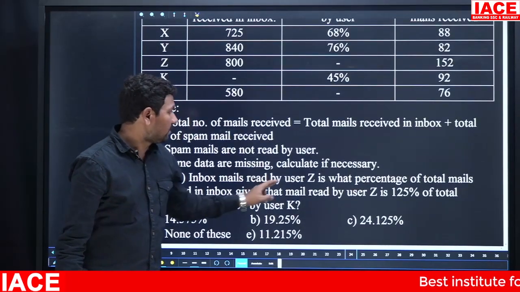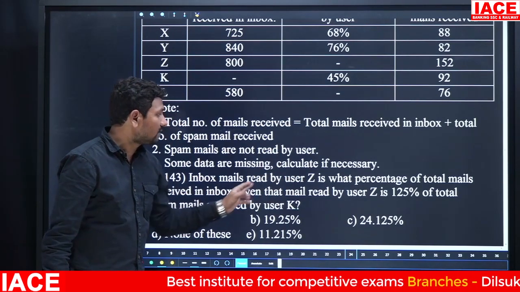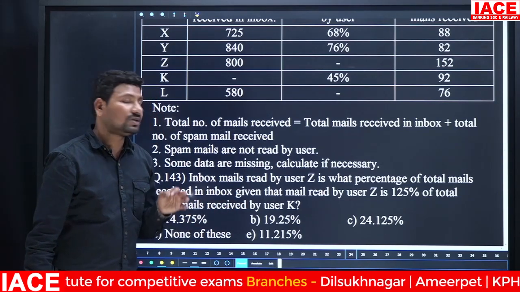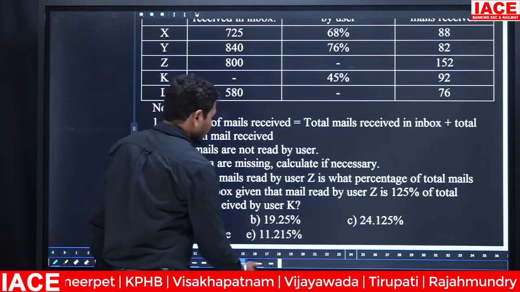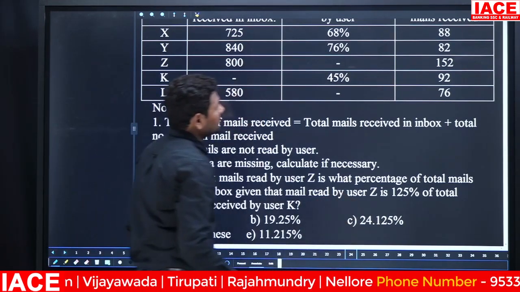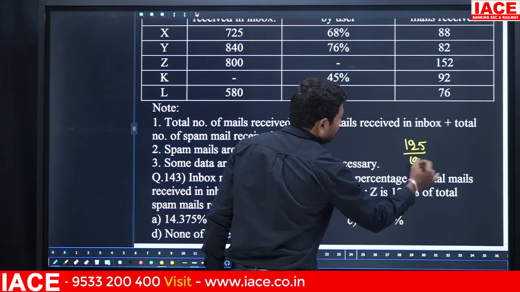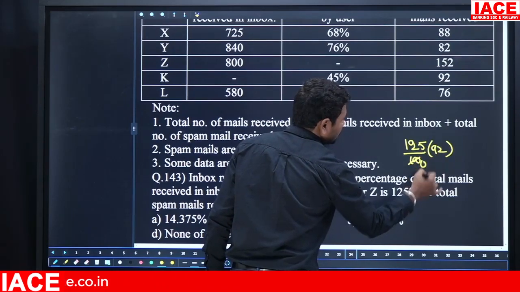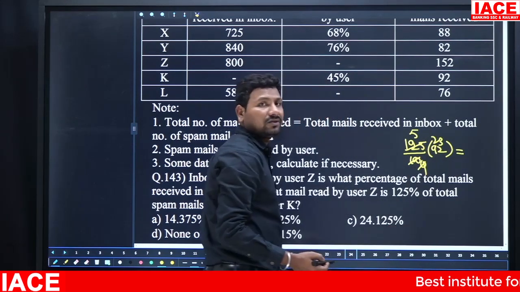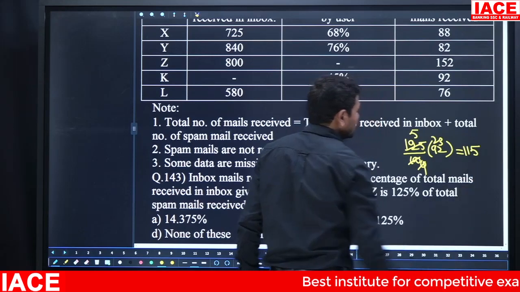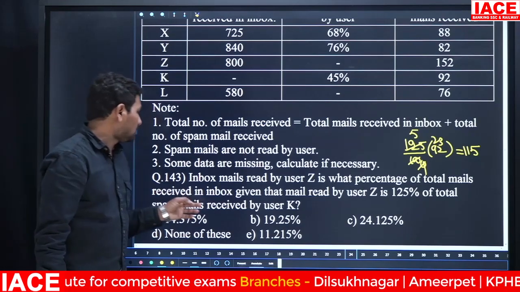Inbox mails read by user Z is what percentage of total mails received in inbox, given that mails read by user Z is 125% of total spam mails received by user K. First of all, we should calculate 125% of 92. 25 4s and 25 5s and 4 23s, 5 23s value is 115. This 115 value belongs here.